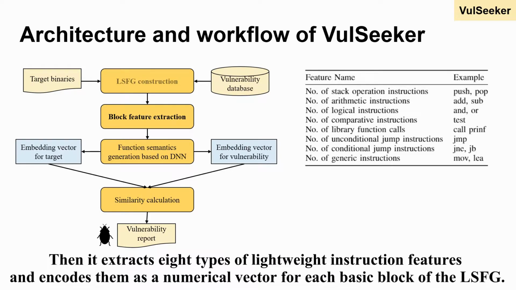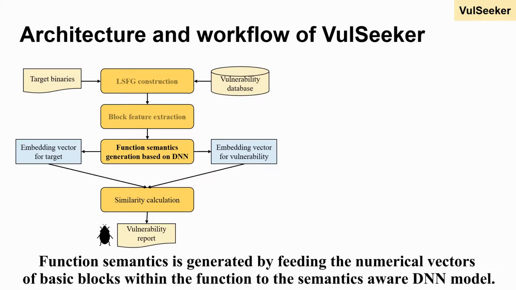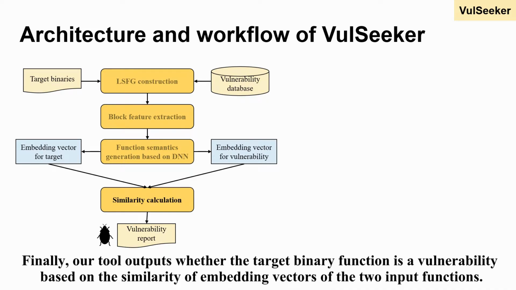Then it extracts 8 types of lightweight instruction features and encodes them as a numerical vector for each basic block of the labeled semantic flow graph. Function semantics is generated by feeding the numerical vectors of basic blocks within the function to the semantics-aware deep neural network model. Finally, our tool outputs whether the target binary function is a vulnerability based on the similarity of embedding vectors of the two input functions.